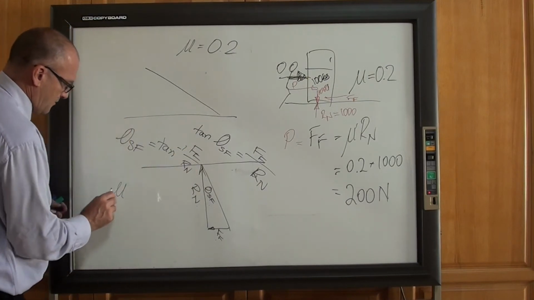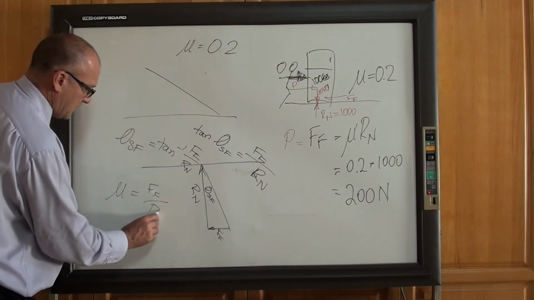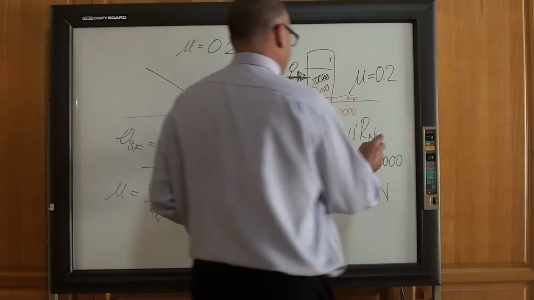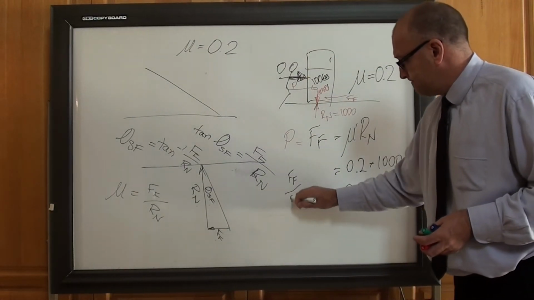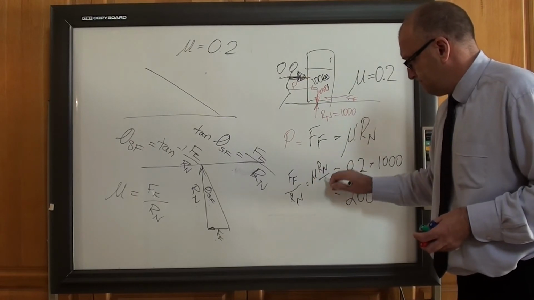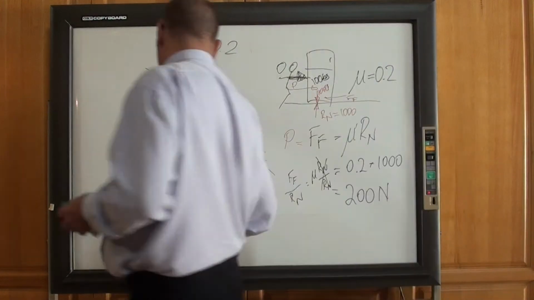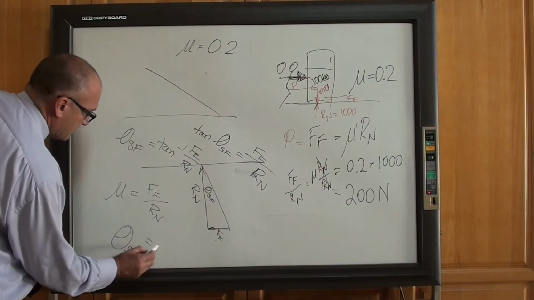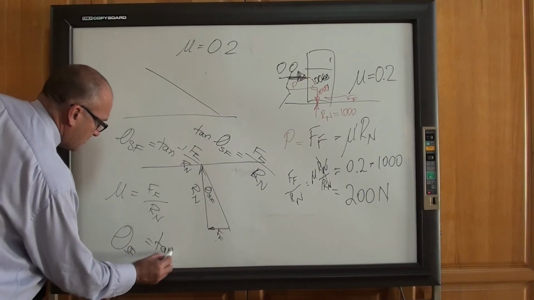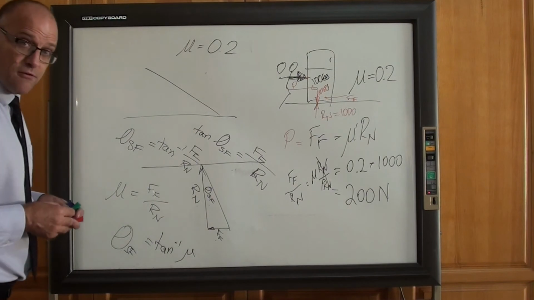But mu equals force of friction divided by Rn. Because over here, force of friction equals mu Rn, divide both sides by Rn. Mu equals force of friction on Rn. So that means the angle of static friction equals tan minus 1 of the coefficient of friction.